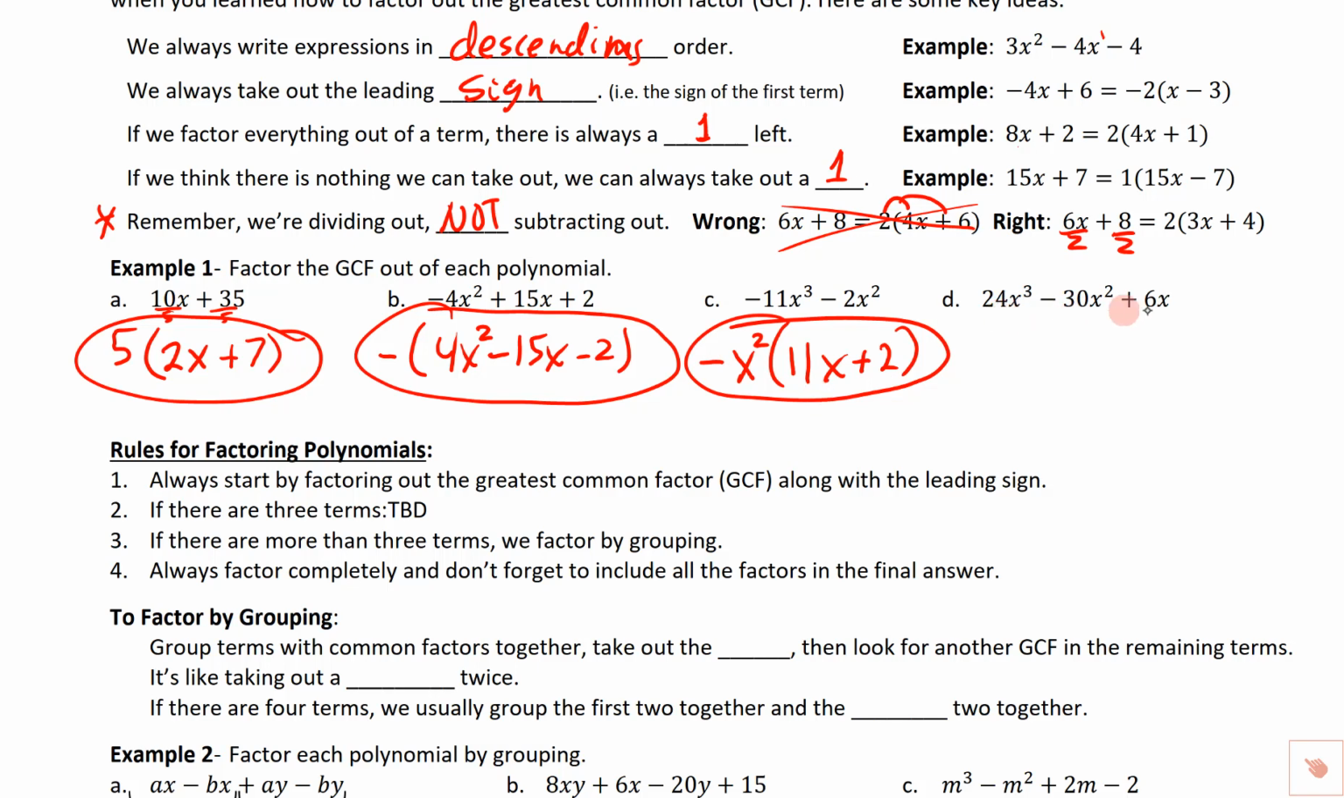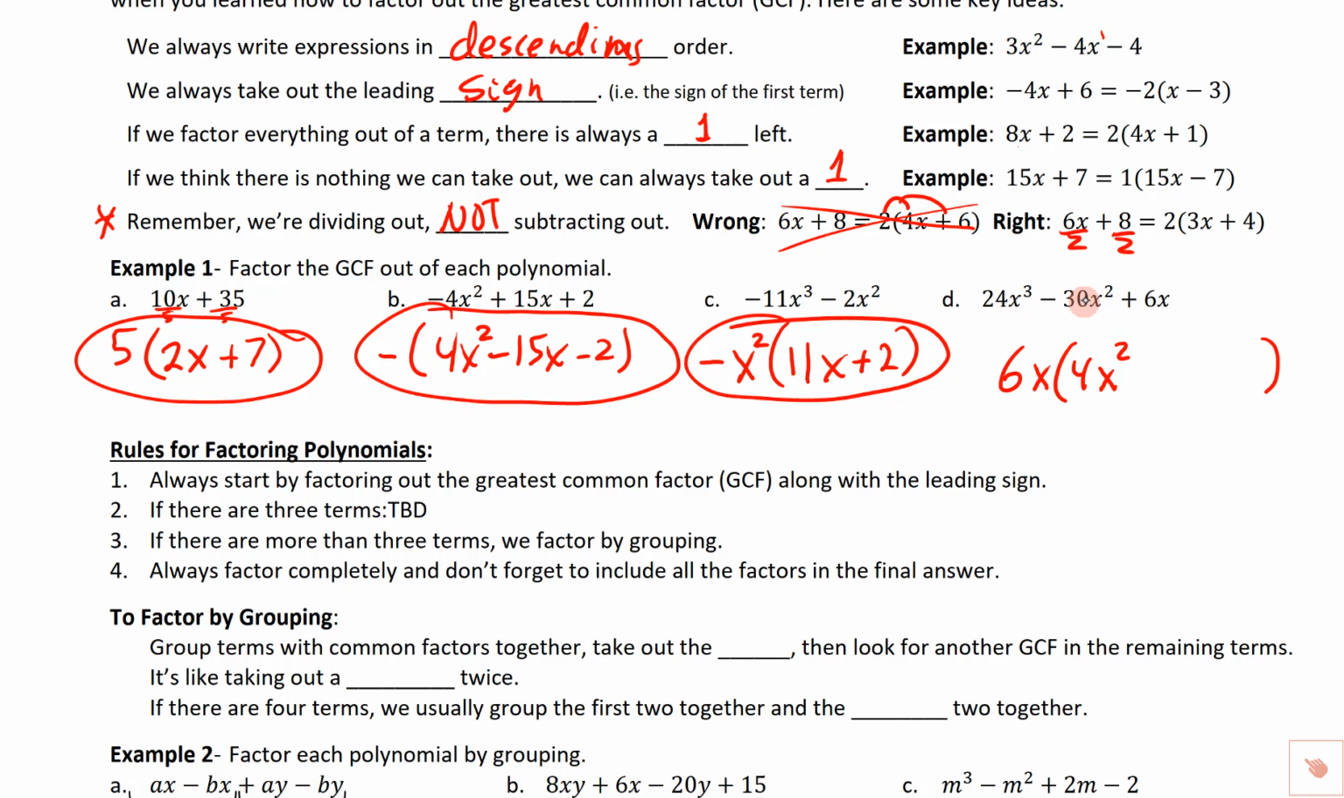So let's take a look at this one here. Let's see what we've got. We've got a 24, we've got a negative 30, and we've got a 6. Let's see. They all have a 6 in common, and because that starts with a positive, we're going to take out a positive. And then notice that they all have an x. So let's write down what's left. So if you take a 6 out of a 24, you're left with a 4. We took out one of the x's, so it's x squared.